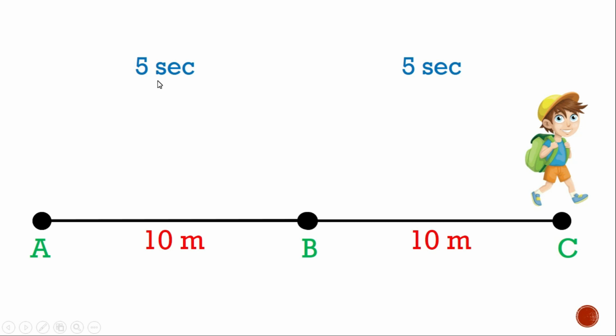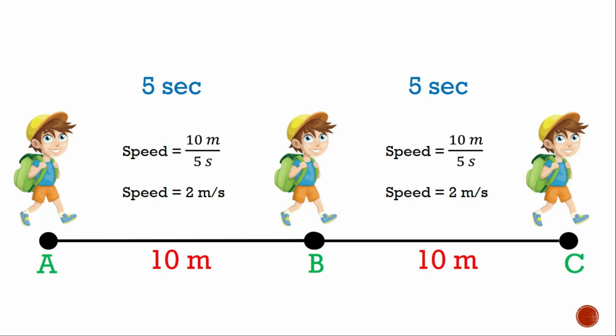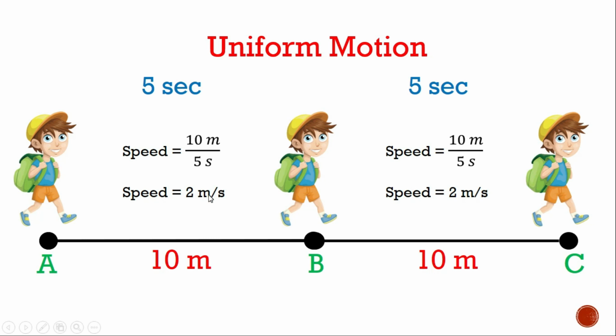time duration. You can also see that if we find out the speed of this boy at every single transition from A to B and B to C, it is constant as well, which is 2 meters per second. So this type of motion is called uniform motion, in which equal distances are covered in equal amount of time, or the motion in which the speed of the object remains constant can be termed as uniform motion, which in this case is 2 meters per second.